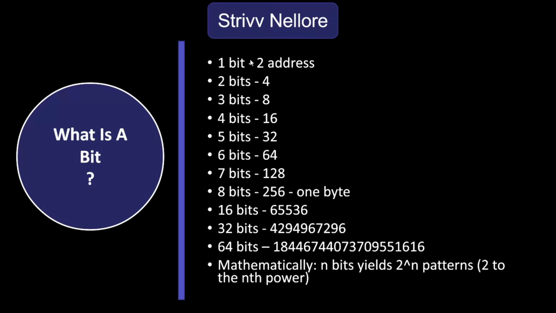So for 1 bit, as we have seen, we can store 2 values, zeros and ones. For 2 bits we can store 4 values. Like that, for n bits we can store 2 to the power of n values. For 4 bits, 2 to the power of 4 is 16. For 5 bits, 2 to the power of 5 is 32. 32 types of information we can store.